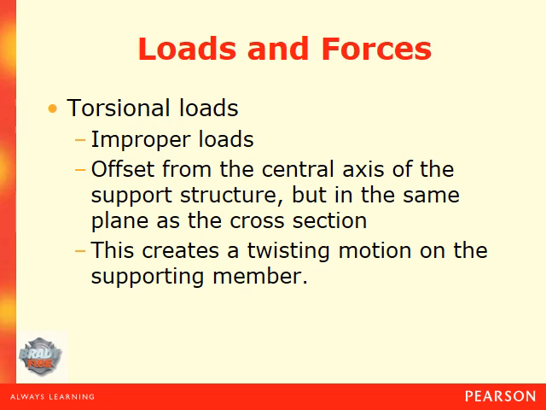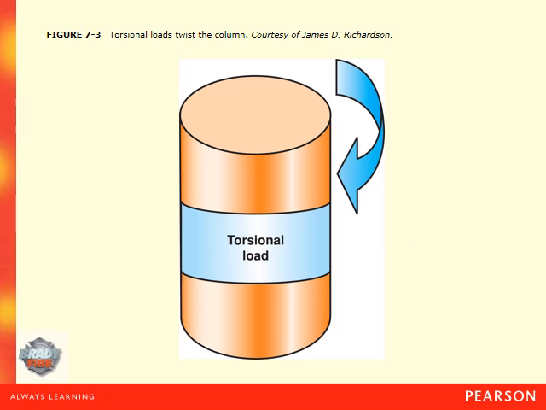Next, you have a torsional load or an improper load. And it is offset from the central axis of the supporting structure, but in the same plane as the cross section. This creates a twisting motion on the supporting member. A good example of a torsional load is a nut going on a bolt, that twisting sensation. As seen here, the torsional load, that turning sensation like you're screwing in a screw or again twisting a nut onto a bolt. Excellent examples.